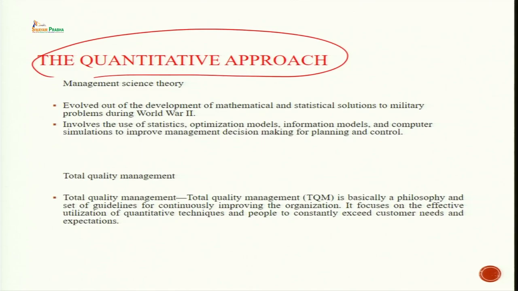processes, products and services. The quantitative methods normally employed in TQM are statistical process control, ISO 9000 series, Pareto diagram or analysis, matrix diagram, histograms, decision trees, critical path analysis and fishbone diagrams. So here we can see that TQM is basically a philosophy and set of guidelines for continuous improvement. And what are the three aspects of continuous improvement in TQM? The internal customer, the external customer and continuous improvement of the processes.